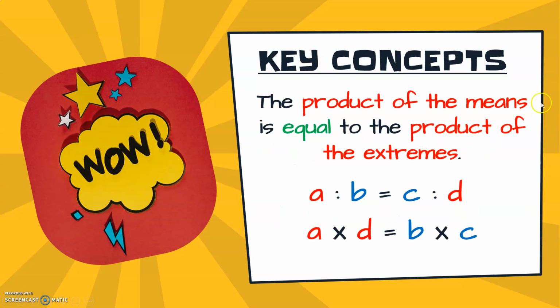That is the next key concept that you should always remember when we're talking about proportion. In a proportion, let us always remember that the product of the means is equal to the product of the extremes. So if our proportion is A is to B equals C is to D, the product of the extremes will be A times D and the product of the means will be B times C. And again, remember that A times D should be equal to B times C.